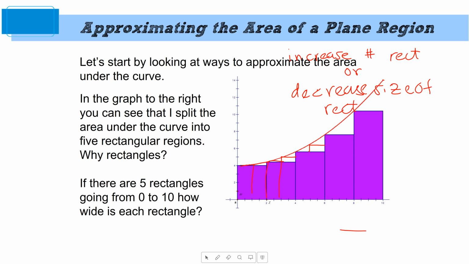Let's get some terminology under control here. Wherever we start is commonly called A. It won't always be the origin. Wherever we end is commonly called B. Okay, starting and stopping point. Therefore, B minus A will be this entire length. Are you with me? Good. Based on that, how wide is each rectangle? In terms of B and A.